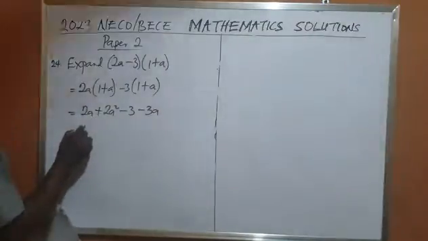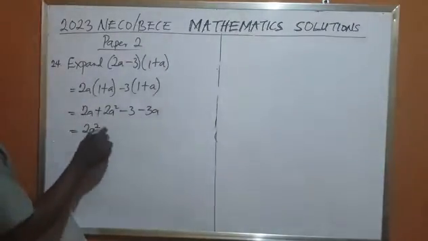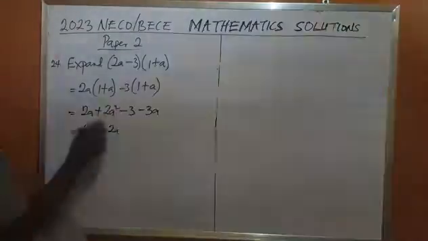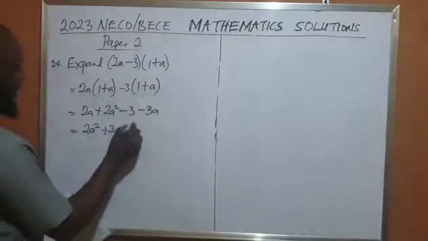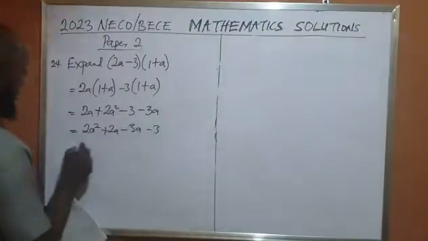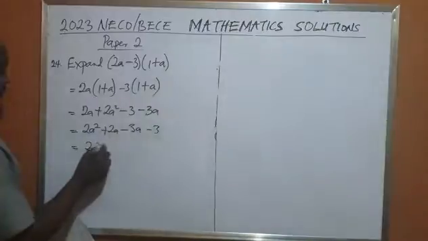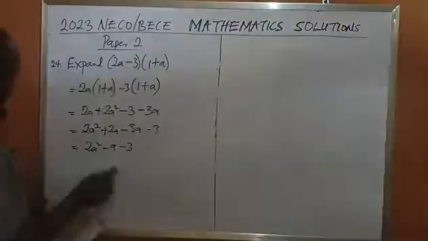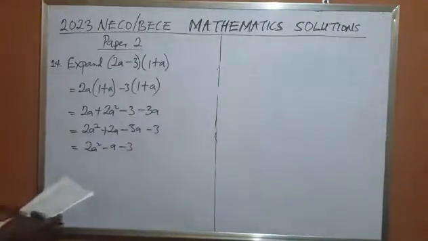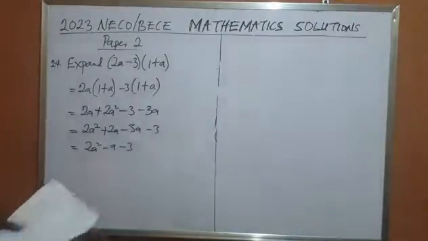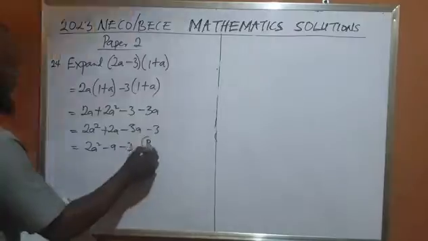So we have this one at the front, 2a squared. Then we have plus 2a. This is plus, because you have nothing here. Then minus 3a. Then minus 3. So this will give us 2a squared plus 2a minus 3a gives us minus a, minus 3. So this is the answer, and the solution is option B.